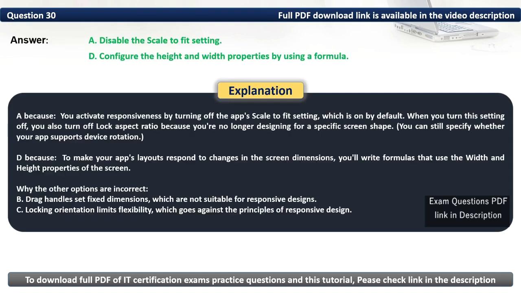A, because you activate responsiveness by turning off the app scale to fit setting, which is on by default. When you turn the setting off, you also turn off lock aspect ratio because you are no longer designing for a specific screen shape. D, because to make your app's layouts respond to changes in the screen dimensions, you write formulas that use the width and height properties of the screen.